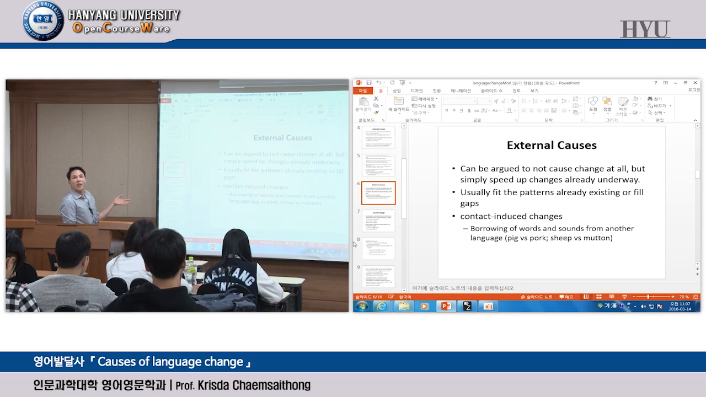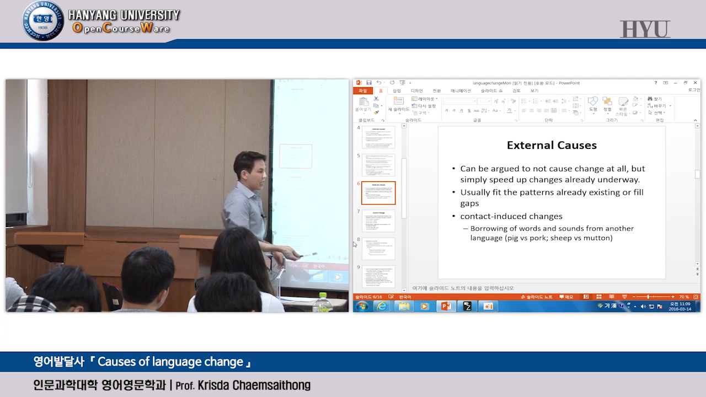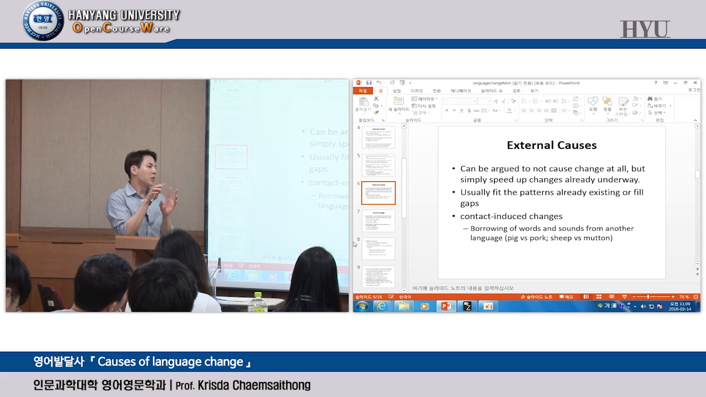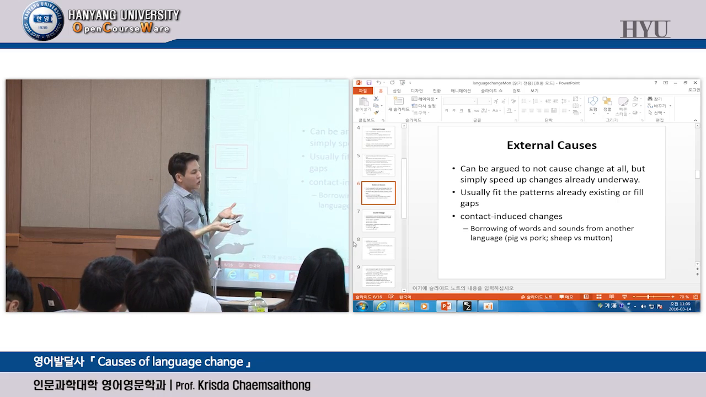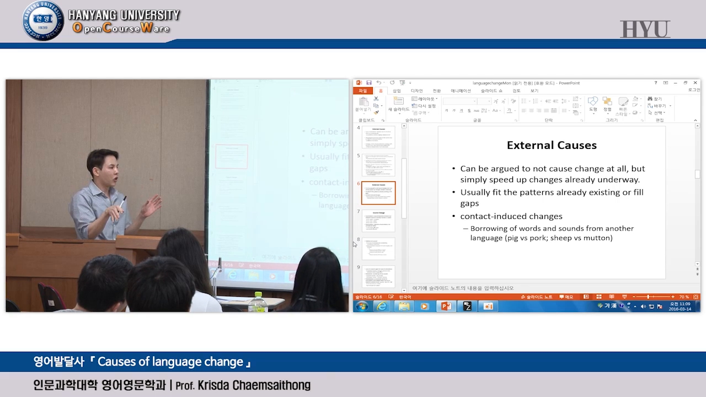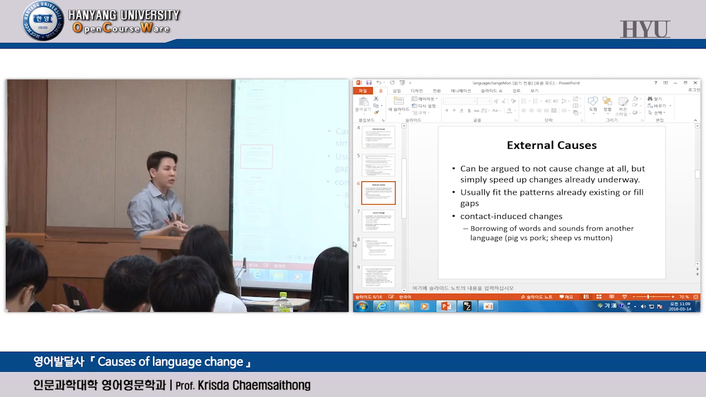Now on to external causes. So the things that we have talked about so far are internal causes, right? The tendencies for language to change in those directions, right? So as you can see in this case, we have what we call doublets, right? Double words that refer to more or less the same thing. But one is a native English form and the other is a borrowed term that we adopt because of contact with those languages.